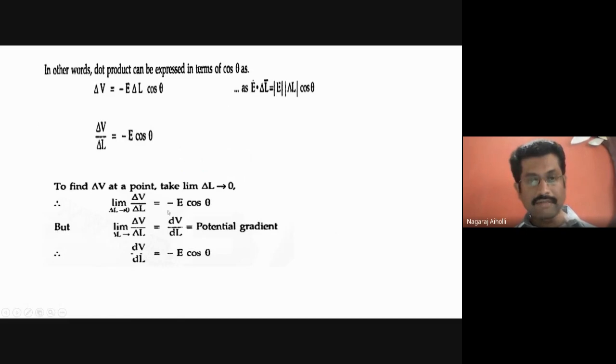Look at the equation. dV by dl is equal to minus E cos theta. If we take the relation between dl and E, when E is positive, dl is negative, because dl is on the LHS and E is on the RHS. If E is negative, dl will be negative of negative, so it is positive. It indicates that dl and E are 180 degree out of phase with respect to each other.